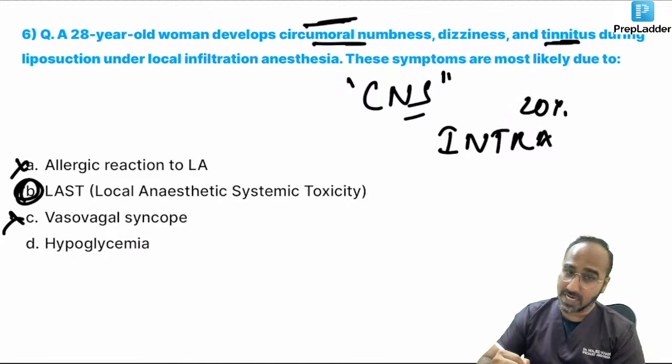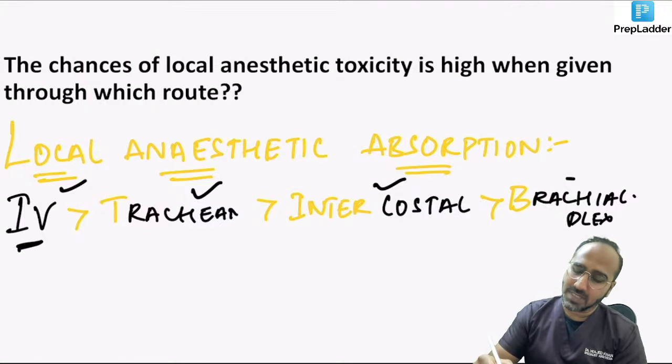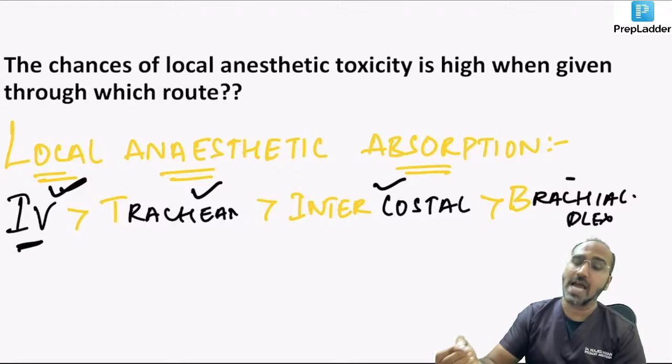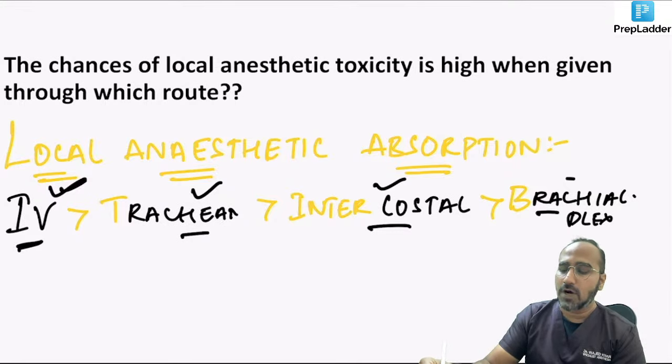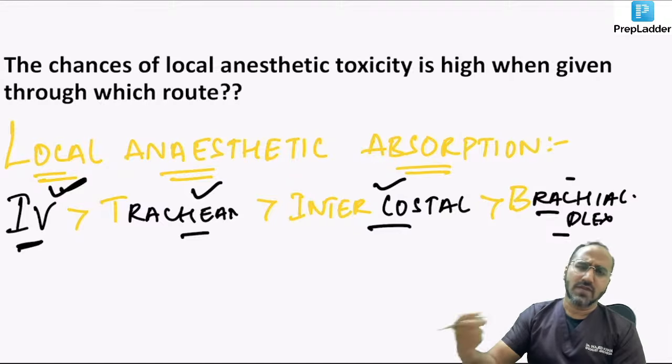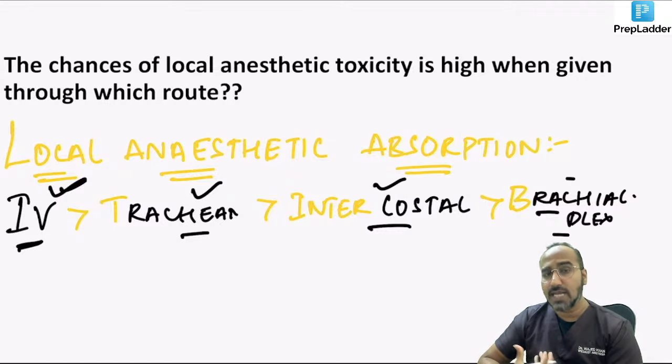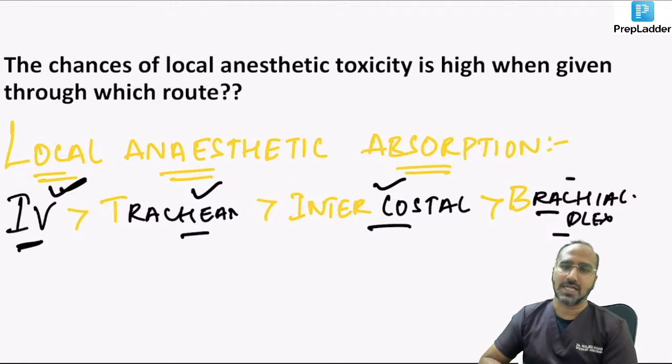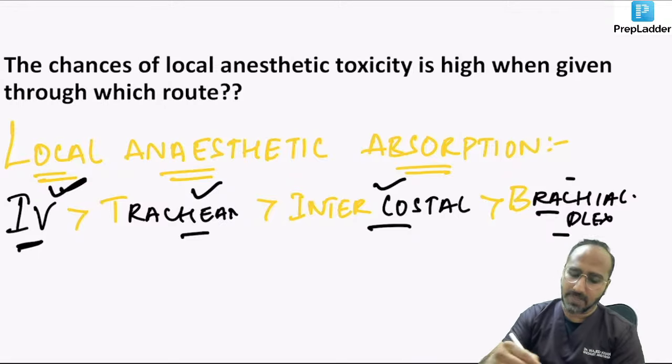Which are the sites regarded as highly vascular? Remember, the toxicity is highest when you give through the IV route, followed by the tracheal route, followed by intercostal, followed by brachial plexus. If you give IV local anesthetic at a higher dose, it will lead to toxicity, followed by tracheal, intercostal and brachial routes.